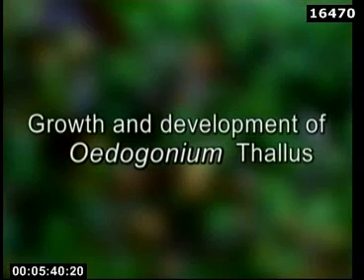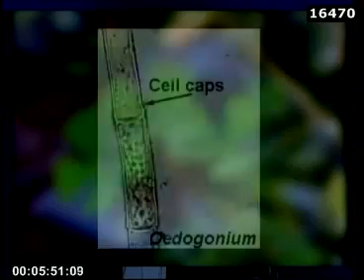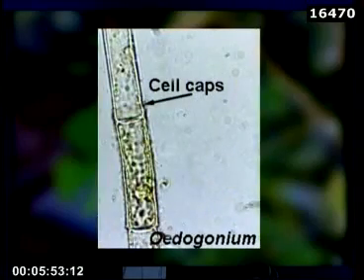Now we will discuss the growth and development of the Oedogonium thallus. The growth usually occurs simply by cell division. Usually in Oedogonium, certain cells in the filament which possess caps, or cap cells, undergo cell division. Not all the cells in the filament undergo cell division. It is only those cells which possess the caps, called cap cells, which undergo cell division.